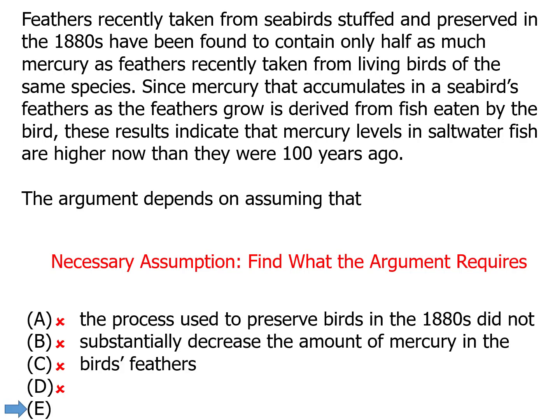Glance down at it. The process used to preserve the feathers didn't substantially decrease the amount of mercury in their feathers. This is something we need to assume, because remember, the first assumption was there was nothing that got rid of mercury from the old birds. So if we were to find out that the preservation process drains mercury from the feathers, then this argument won't work. So the argument requires assuming that the stuffing and preserving process doesn't drain the mercury from the feathers, as answer choice E says. So the answer is E.